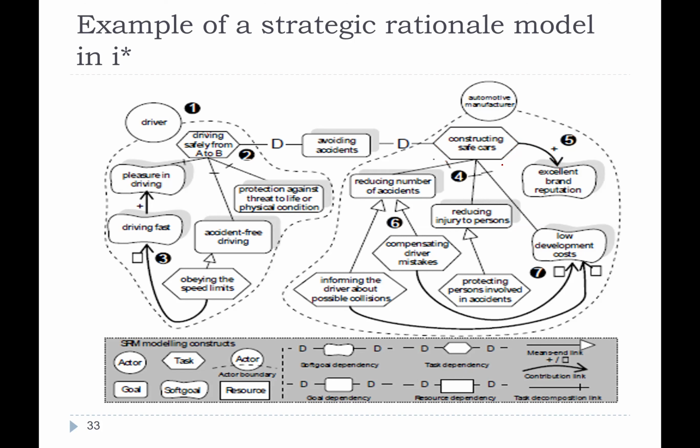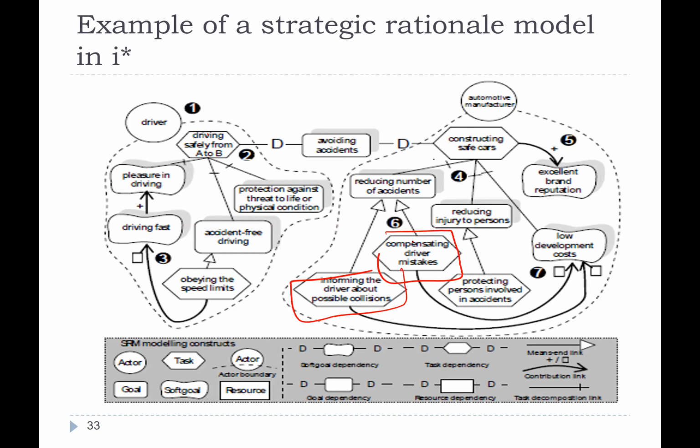This task, I'm gonna break down into three things. First of which, I wanna have the soft goal of low cost development. Again, we don't have a particular number, the lower the better, okay? I wanna have the goal of reducing injury to people. Maybe I can produce a number for that, reducing the number of accidents. In order to reduce the injury to people, I have to perform the task of protecting persons involved in the accident. And in order to reduce the number of accidents, I have to compensate for driver mistakes.